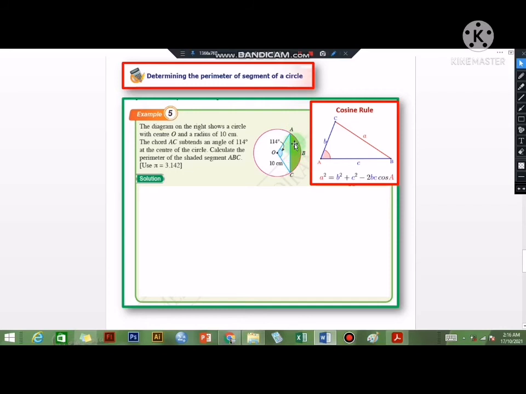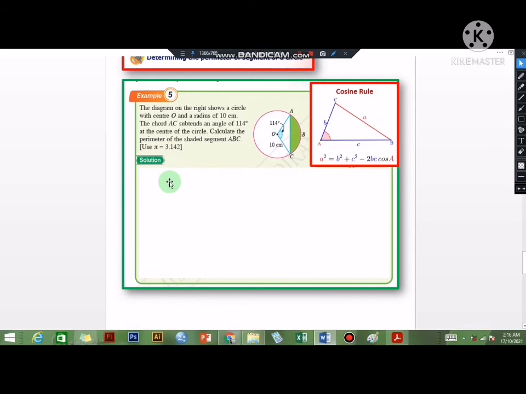This is the thing that we need to calculate, which is the perimeter of the shaded segment ABC. What is the first thing that we need to do? Theta is already given, but it is in the unit of degree. Radius is already given to you. We need to find the length of arc ABC. The length of arc ABC represents the variable S.